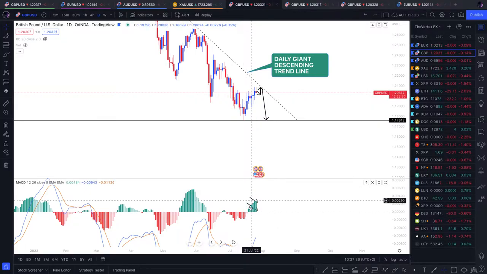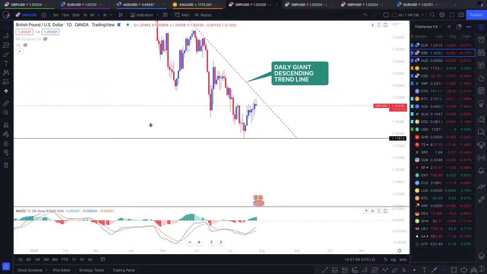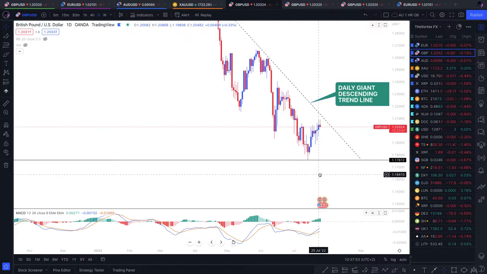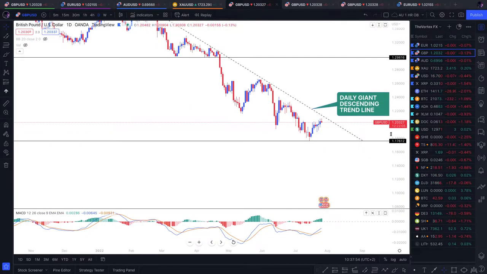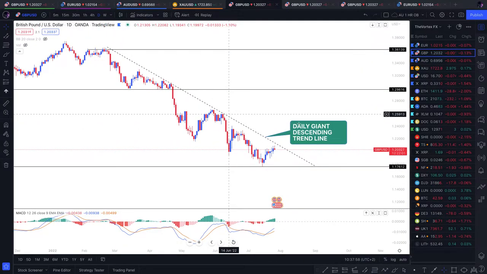This is going to show you why my bias overall is still bearish, even though we are making some bullish strides within the lower time frames. Okay, let's bring this down. Right, look at what a different picture price can paint on a higher time frame. Right, so it looks a lot different, right? Now you can see why I call this the daily giant descending trend line.